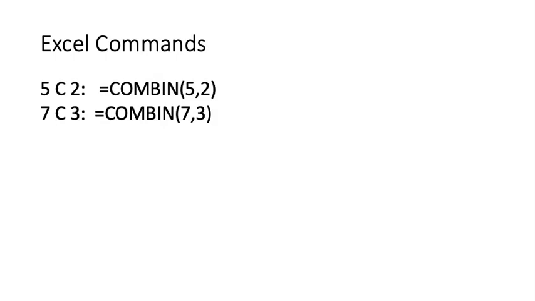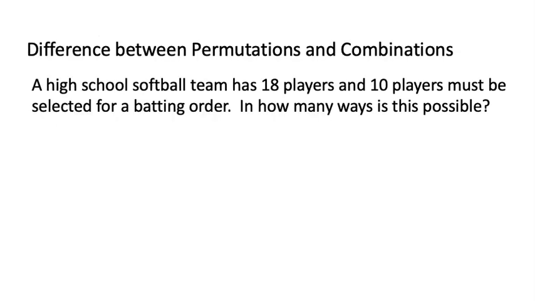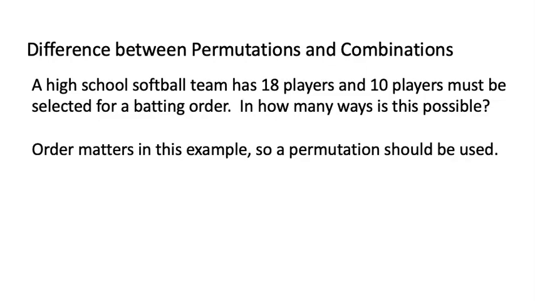All right, let's take a look at the difference now between permutations and combinations. So here we have a high school softball team that has 18 players, and 10 must be chosen for a batting order. How many ways is this possible? Well, it's called a batting order, so you could have the same 10 players in a different order. That's a different batting order. So order certainly matters here. When order matters, a permutation is necessary. So I want the permutation of 18 in the original set to arrange 10. 18 in the set, arranging 10.